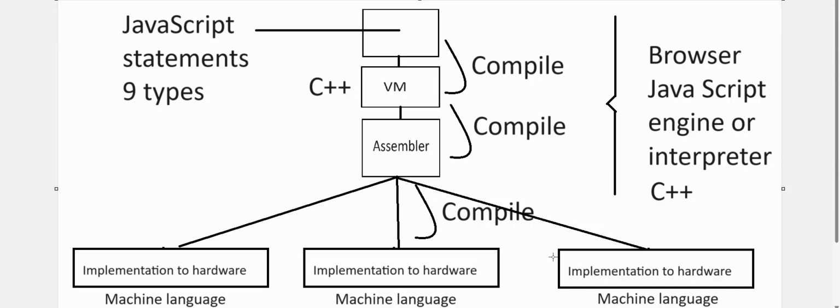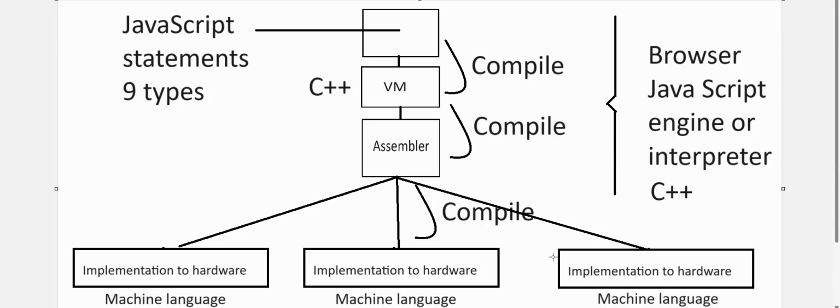is built from statements. In JavaScript grammar, there are a total of 9 types of statements. And those statements, as we program and code them, go statement by statement to the JavaScript engine. The JavaScript engine is part of every browser.